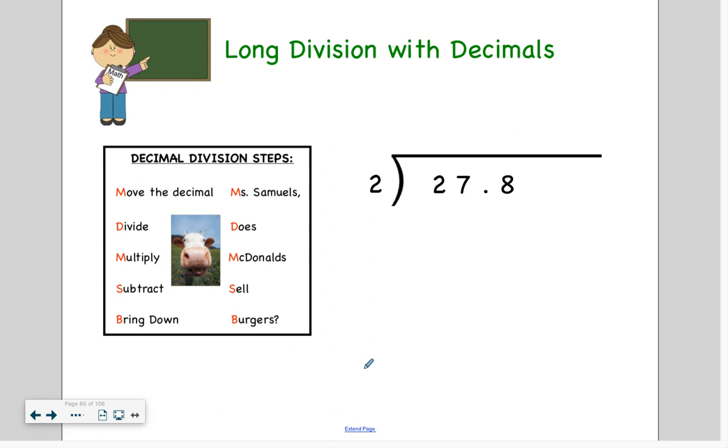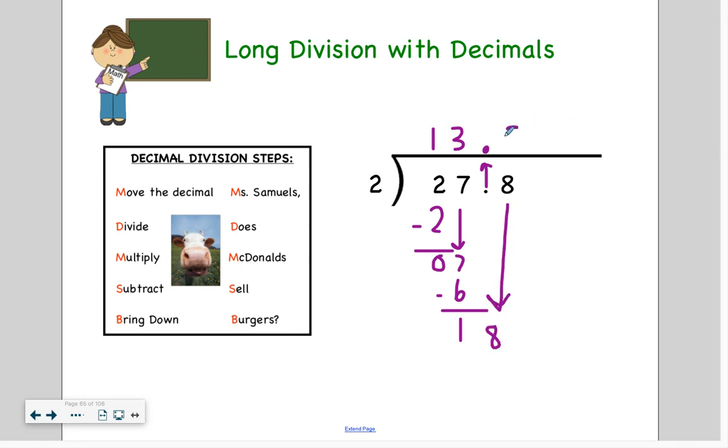What about this problem? 27 and 8/10 divided by 2. Ms. Samuels, does McDonald's sell cheeseburgers? First, you need to move the decimal. Now we just divide as normal. 2 goes into 2 one time. 1 times 2 is 2. Subtract, bring down your 7. 2 goes into 7 3 times. 3 times 2 is 6. 7 minus 6 is 1. Bring down your 8. 2 goes into 18 9 times. 9 times 2 is 18.